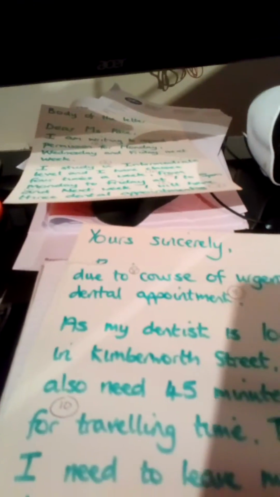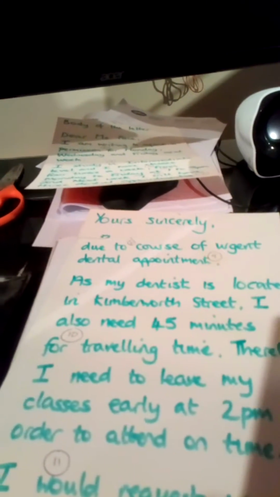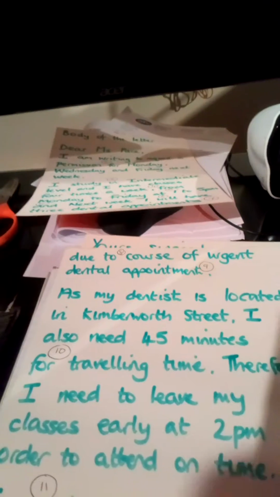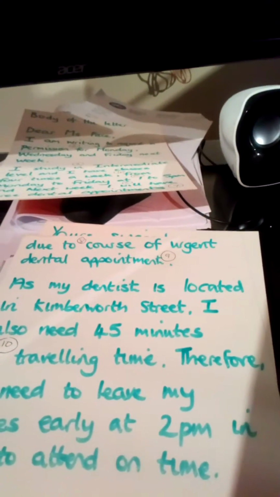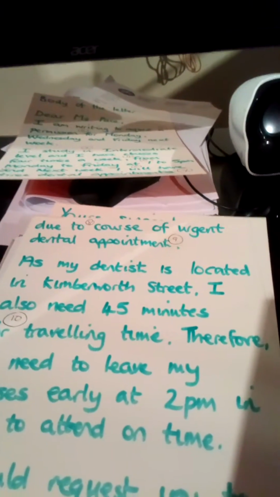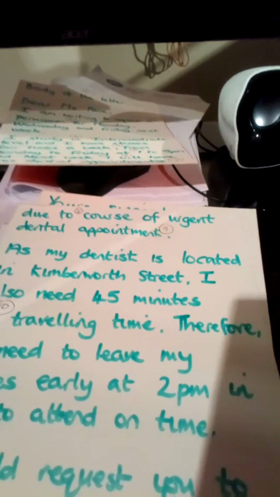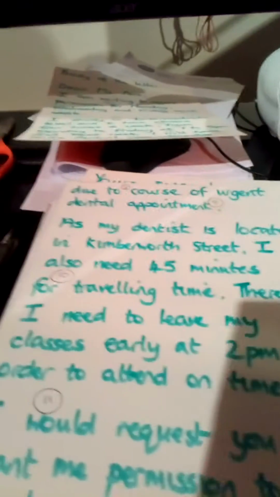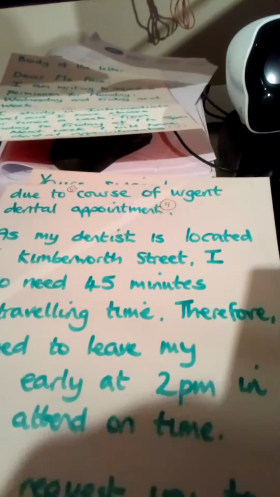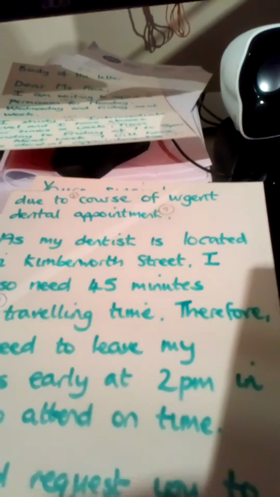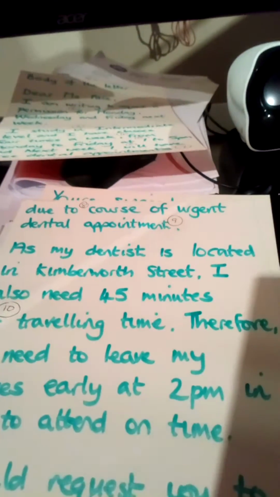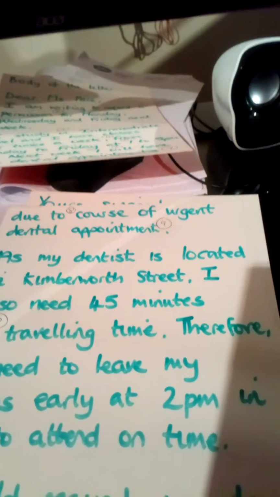So instead of saying 4 travelling time, it's up to you on that one, because you can keep either of those phrases in. And I think that first bit is so fantastic, as my dentist is. It's a really good way to start a paragraph. Then you move on to another linking word, which is also very supportive. Therefore, I need to leave my classes early at 2 o'clock in order to attend on time. That's fantastic, because that gets in your signalling word, therefore. It also identifies the time, and it's a very accurate sentence there to end that paragraph.